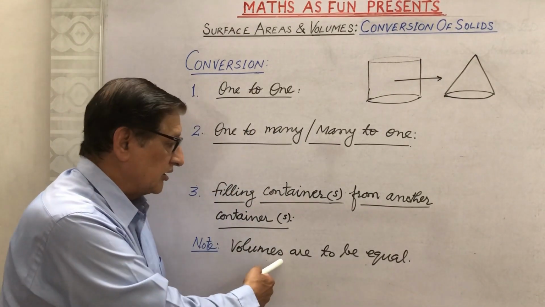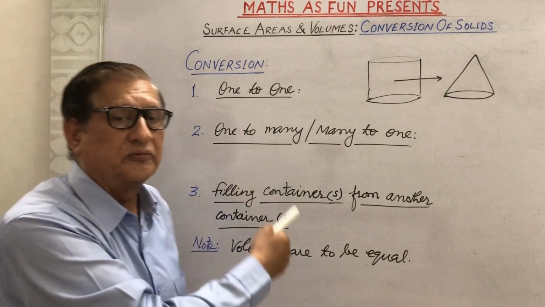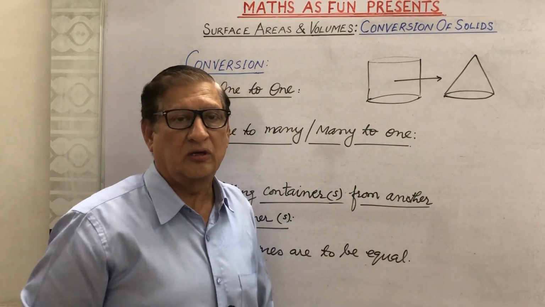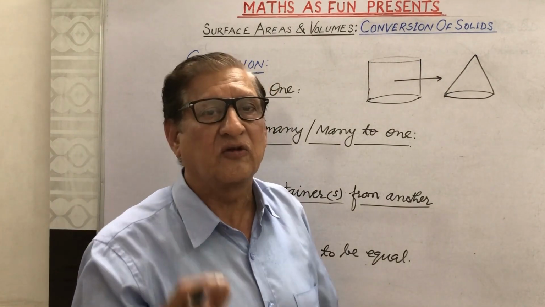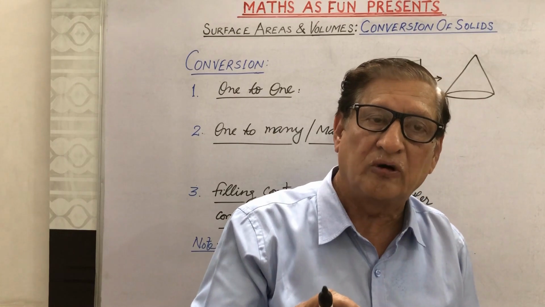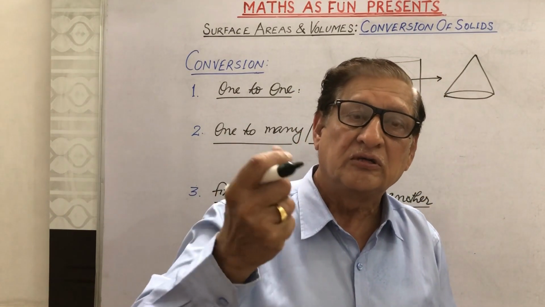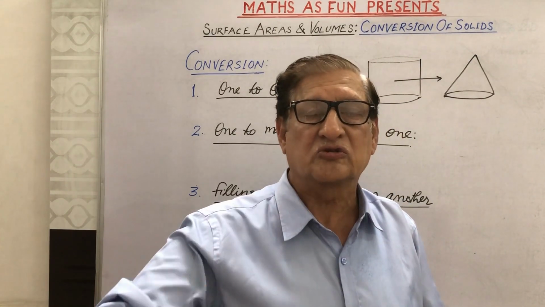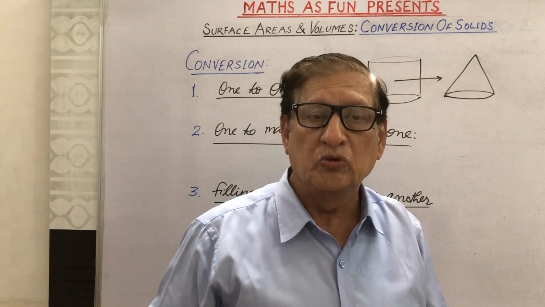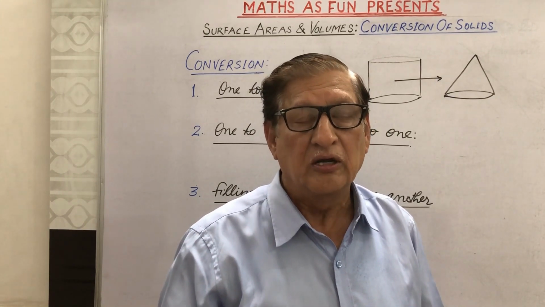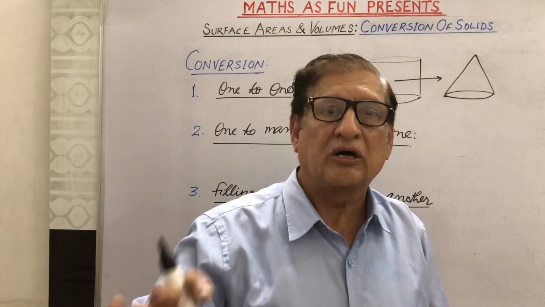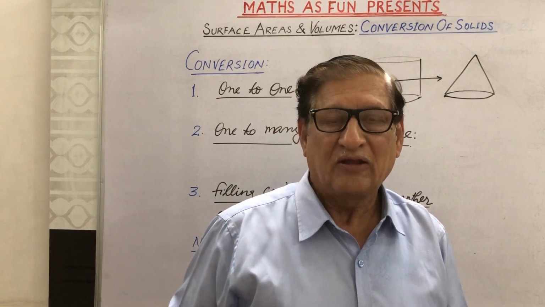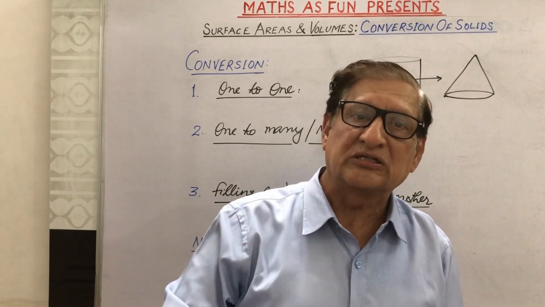Here we have to remember one thing, that the volume of all the objects which we are forming and the object which we are melting are to be equal. By equating the volumes we can find the number of solids formed or the size of the different solid which is formed, or we can find out the liquid which is to be filled in the new container, how many containers can be filled, or how much height of that container will be filled by that particular liquid. We will see some examples now to understand this concept.